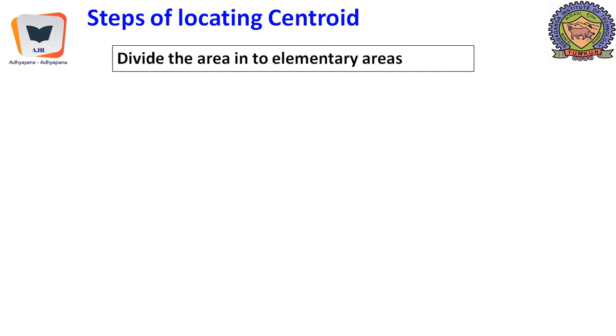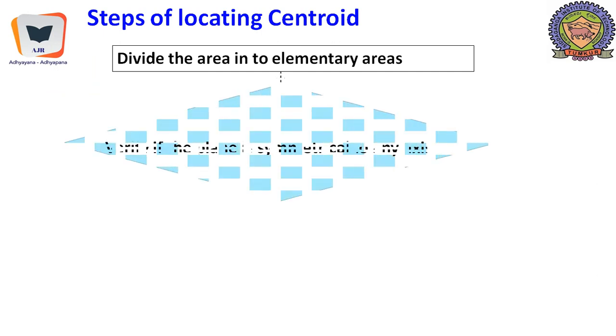That means a composite lamina is one which is made out of several elementary areas or elementary figures or, let us say, small surfaces whose centroid can be readily located. For example, triangle is an elementary area, elementary surface. So also rectangle, square, rhombus, etc.